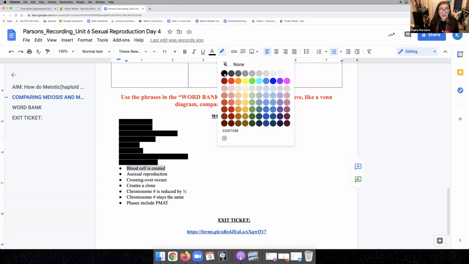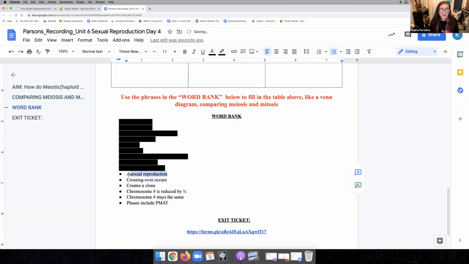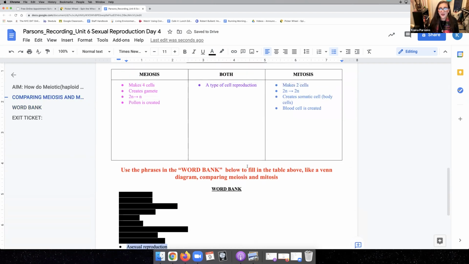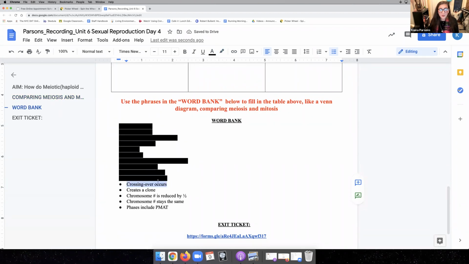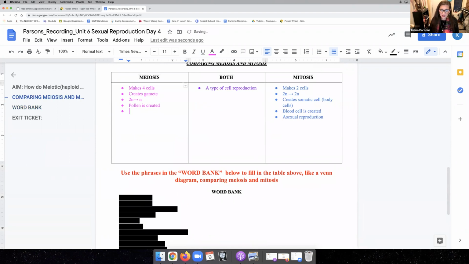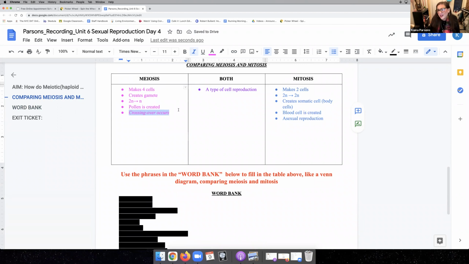Asexual reproduction. That's meiosis, or excuse me, that's mitosis. We already know that is asexual cell reproduction that produces identical cells. Mitosis. Crossing over occurs. That's meiosis. Very important, the recombination of chromosomes that produces the great variety present in sexually reproducing organisms. Crossing over is my favorite part of meiosis. So I'm going to italicize that one because it's real important, but you don't have to.